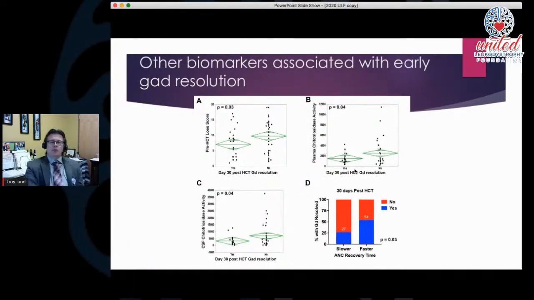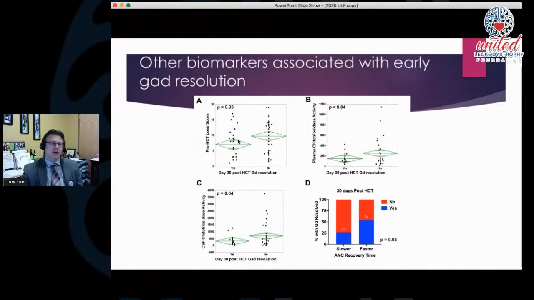Now, I did look at a whole bunch of other biomarkers that we've published over the years to see how they correlated with early GAD resolution, again, 30 days after transplant. I looked at the MRI score developed by Dan Less here at the University of Minnesota, and that measures the amount of brain damage prior to transplant on the MRI. And it goes from 0 to 34, basically. And these are the pre-transplant MRI scores.